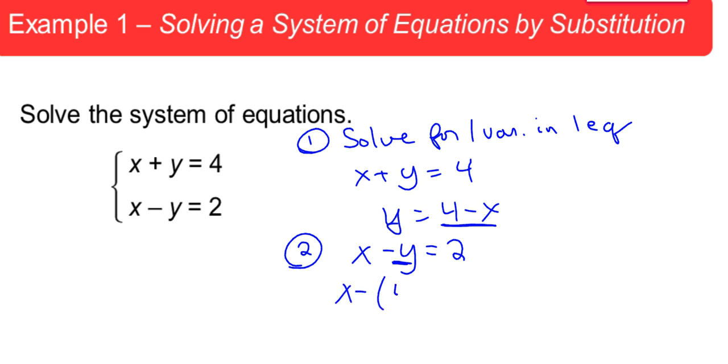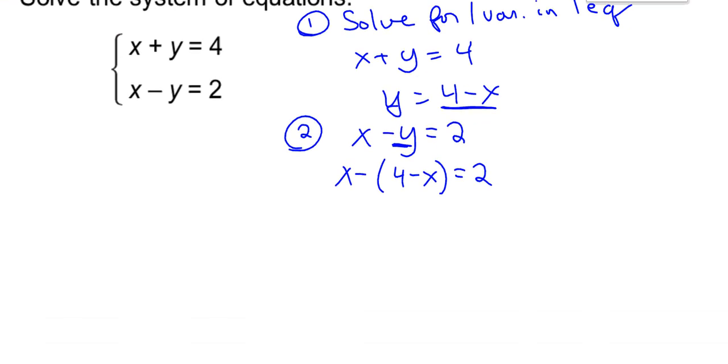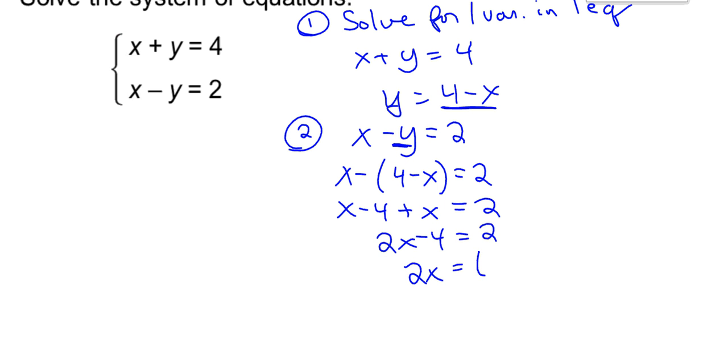Please do be careful because people do still get these wrong. I know I'm saying that this is review and things that we've done before, but it's very common for people to make little mistakes as they go. So the negative has to be distributed through: x minus 4 plus x equals 2. So 2x minus 4 equals 2. 2x, when I add 4, is 6, and x is 3.